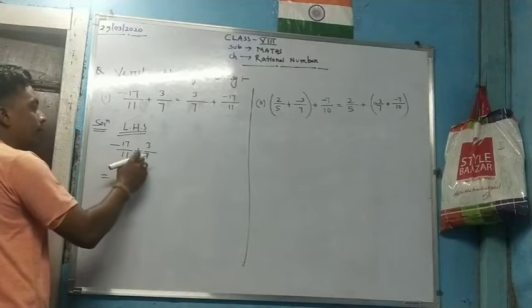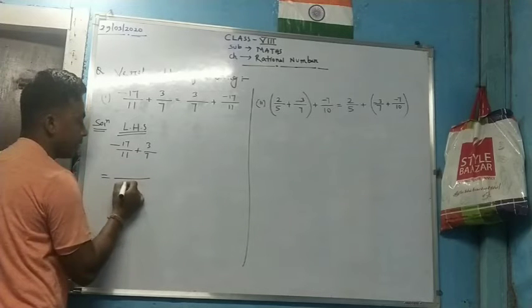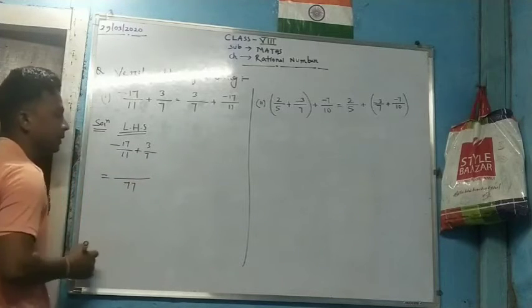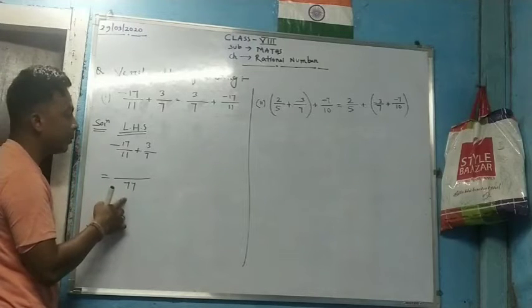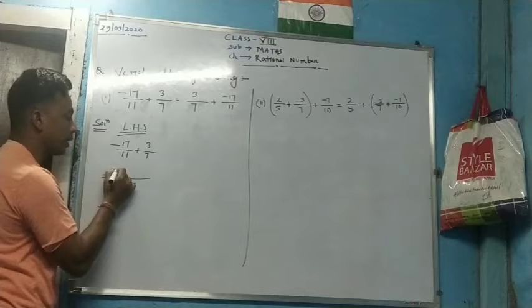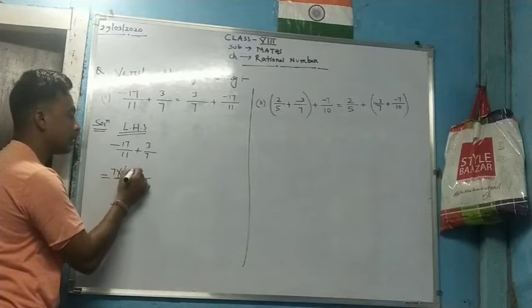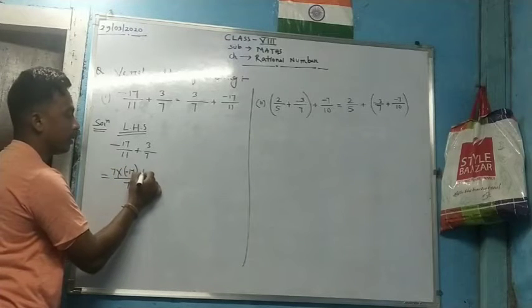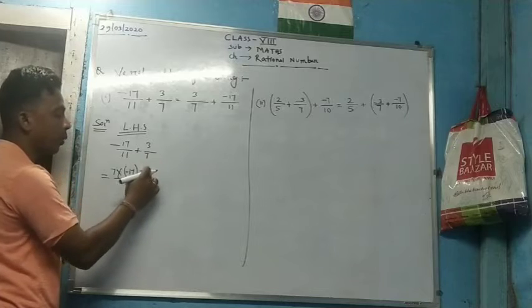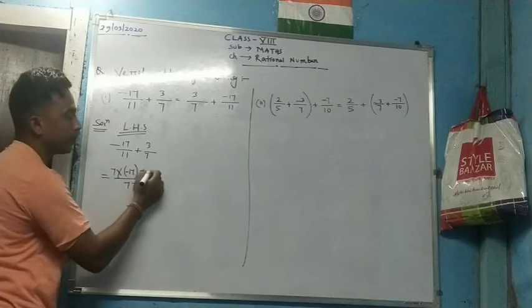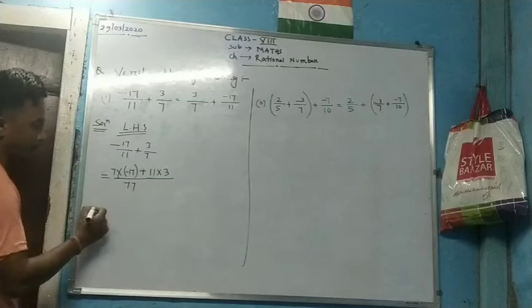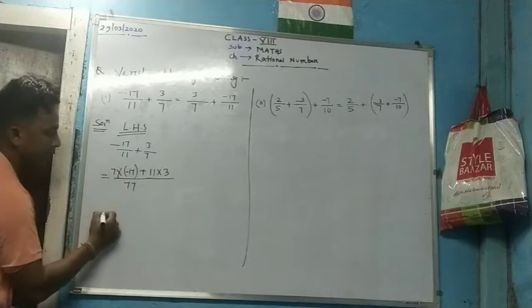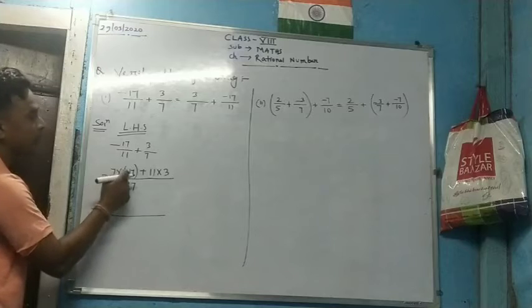So you have seen the 11 and 7, there is no common term. So I'll just write 11 into 7, 77. So 11 multiplied by 7 I will get 77. 7 into minus 17 plus 7 multiplied by 11 into 3. So next term plus minus I will get minus 7 into 17.